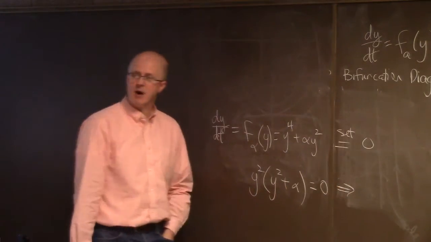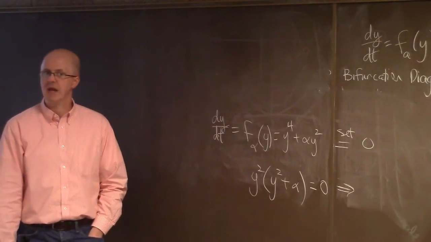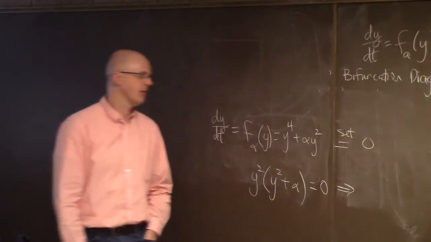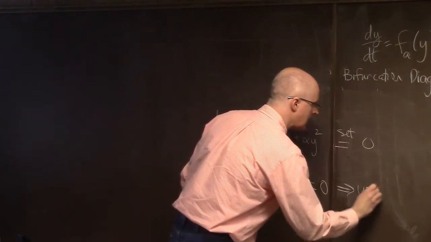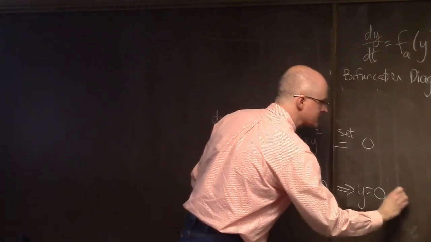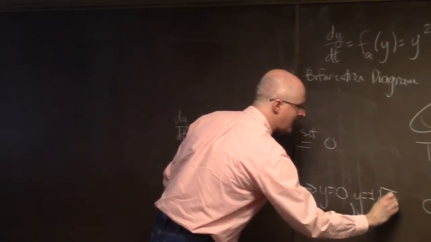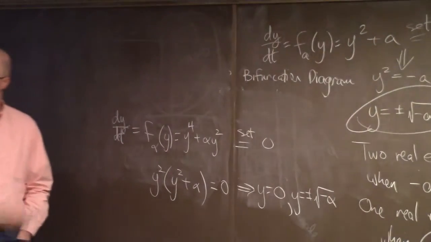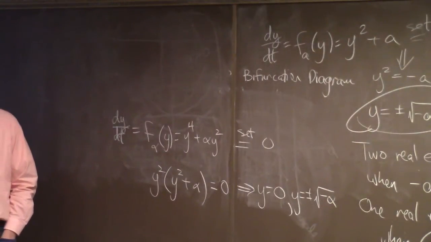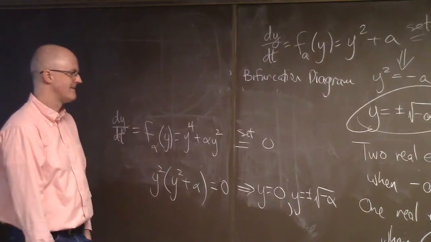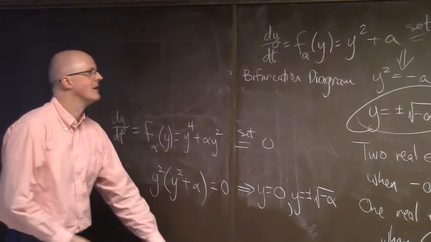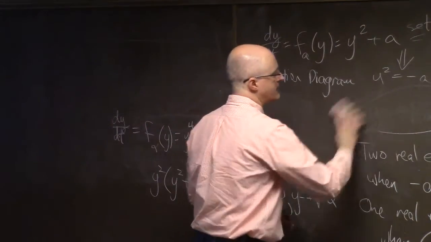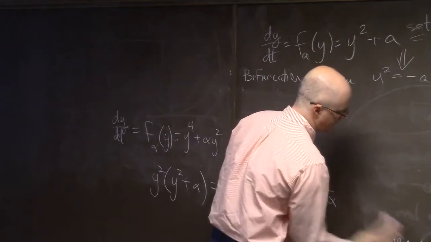y equals 0 is always going to be a root. You're always going to have an equilibrium point here at y equals 0. And y equals plus or minus square root of negative alpha. Kind of like plus or minus square root of negative a. Zero is always going to be there. You're always going to have at least one real equilibrium point.